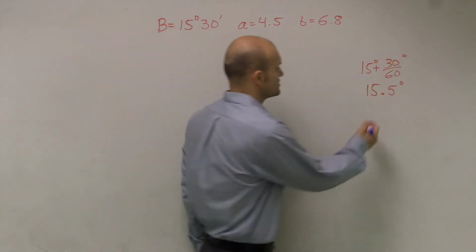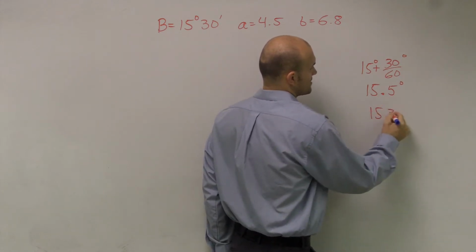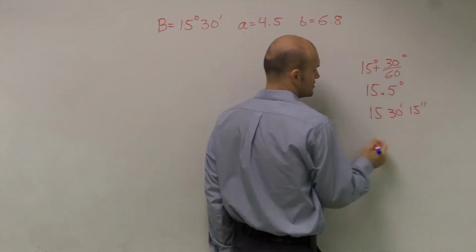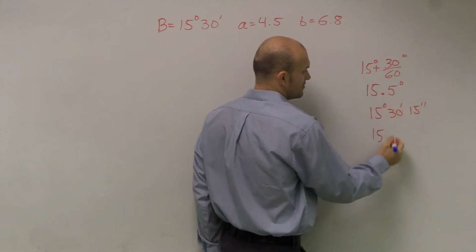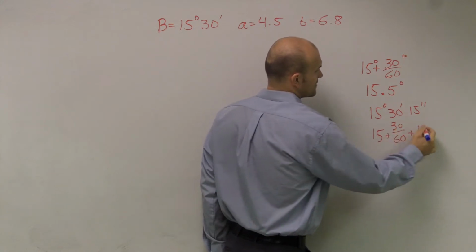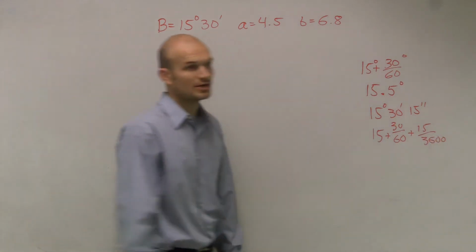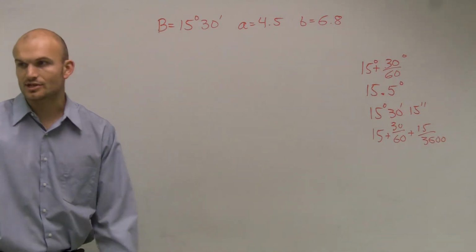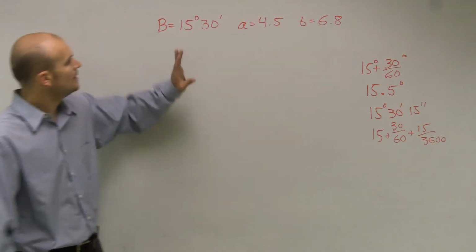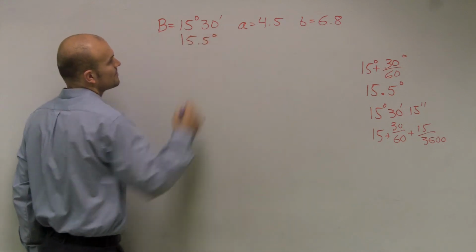And remember, let's say it looked like this: 15 degrees, 30 minutes, and 15 seconds. For that one, it'd be 30 over 60 plus 15 over 3,600, as there are 3,600 seconds in 1 hour, which makes a degree. So anyway, we just had this, and I'm just going to rewrite it as 15.5 degrees.